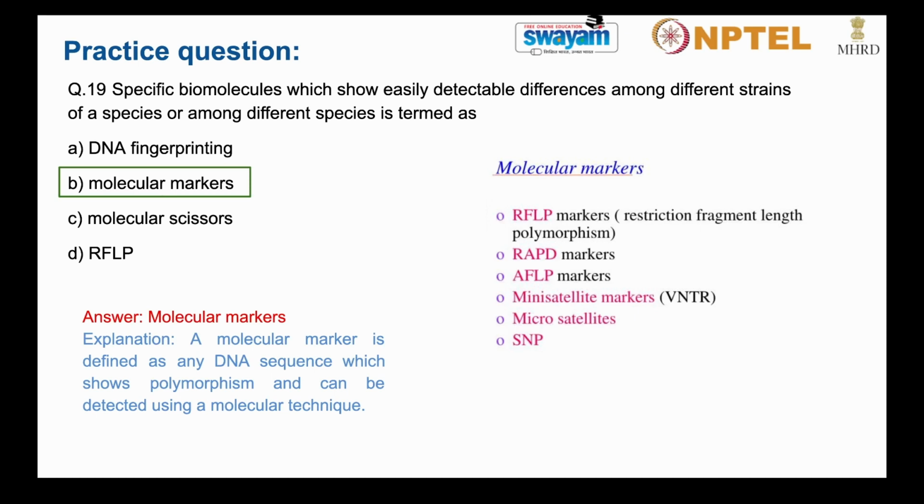Now you can see that there will be a difference in the RFLP pattern, due to which different bands will be observed. In this way you can distinguish between the two species. And there are other techniques such as RAPD and AFLP, as well as minisatellite markers, microsatellite markers, and SNPs, that are single nucleotide polymorphisms. All these molecular markers help in distinguishing among the species, and these are different techniques that you can use: RFLP, RAPD, and AFLP.